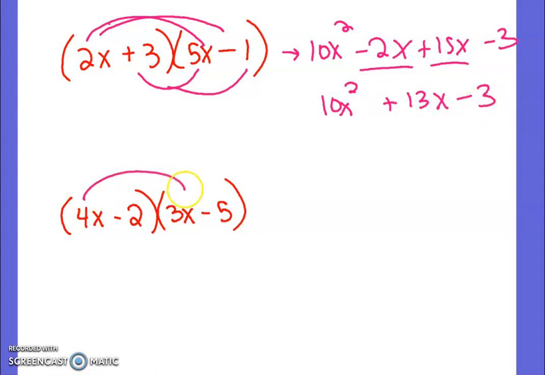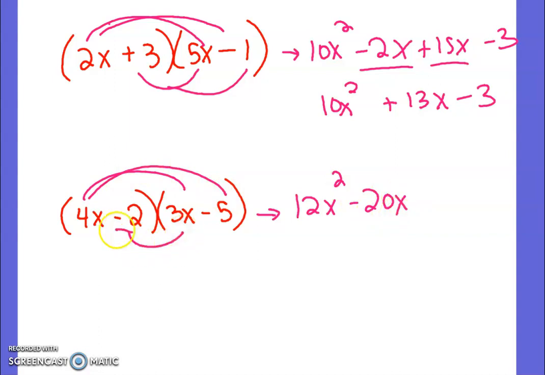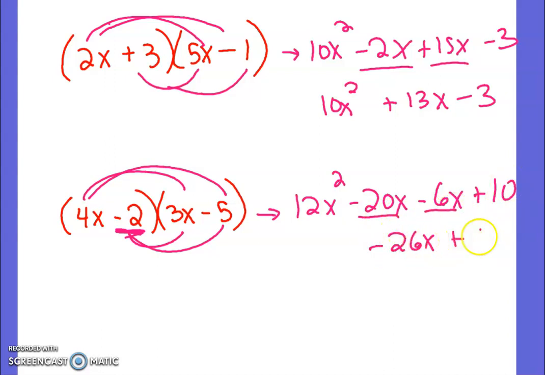One more example. We're going to multiply those together. That's going to give us 12x squared, -20x. Be careful on the negatives. And again, notice this is a -2. -2 times 3. That's a -6x, and -2 times -5, that's a +10. Pay attention to the signs. The 2 middle terms combined together will be -26x. And notice the answer is in descending order.